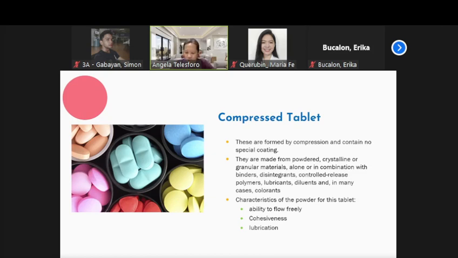We go to the compressed tablets. These are formed by compression and contain no special coating. So these tablets are just compressed. No coating is applied, everything is just compressed, and when you take it, you can taste the bitterness, like paracetamol. Right? When you drink it, it is bitter. So they are compressed tablets.